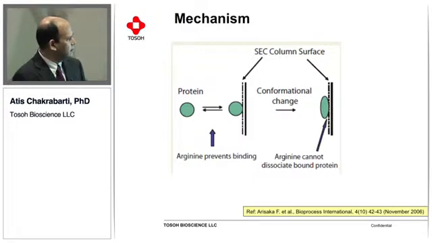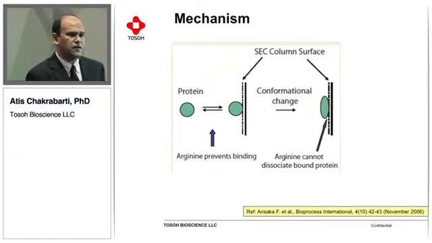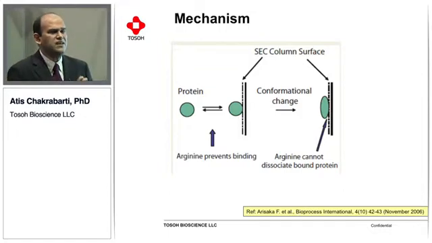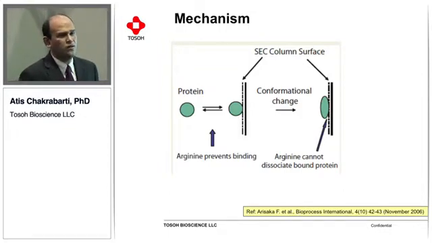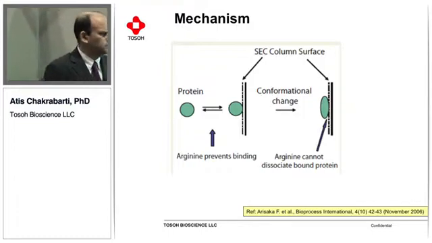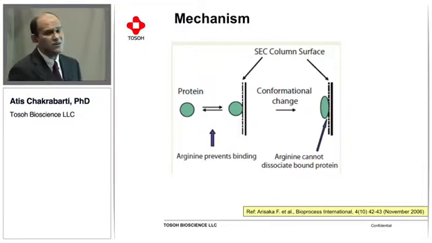There is an article in Bioprocess International which I always request you to read. The TSK gel G3000SW column is very exhaustively used in it to study this type of secondary interaction issue. I am not going into the details, but this cartoon shows what happens.